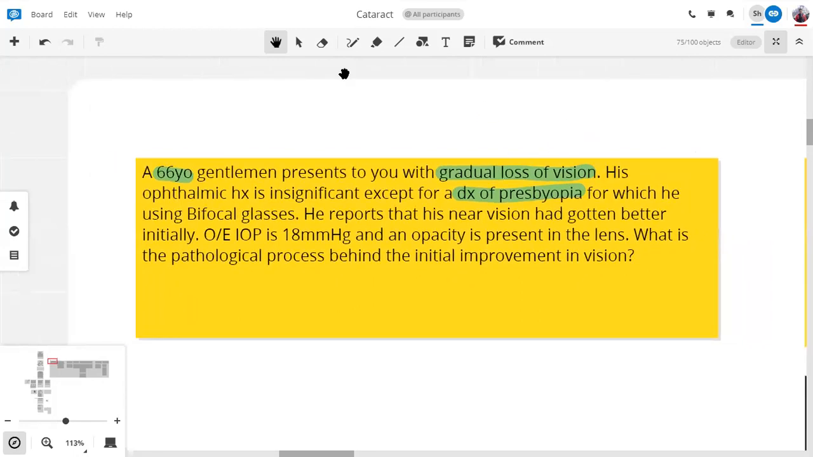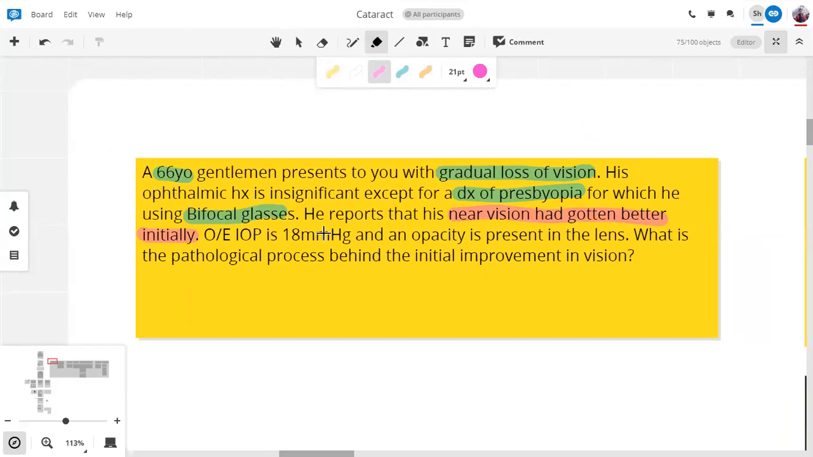Let's move ahead. He's using bifocal glasses. Important point, all right. Reports that his near vision had gotten better initially. It is a very strange complaint in a cataract patient, that his near vision had gotten better initially. We have to keep this in mind.